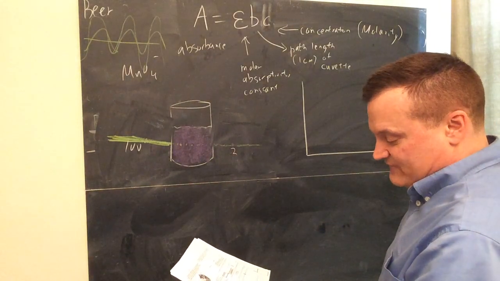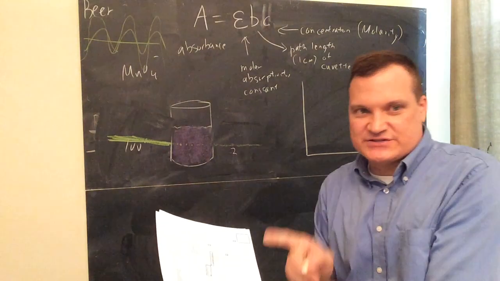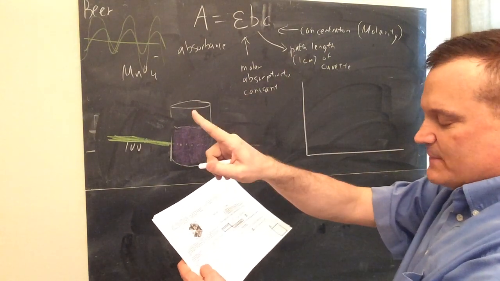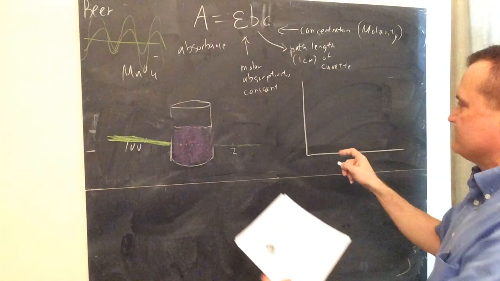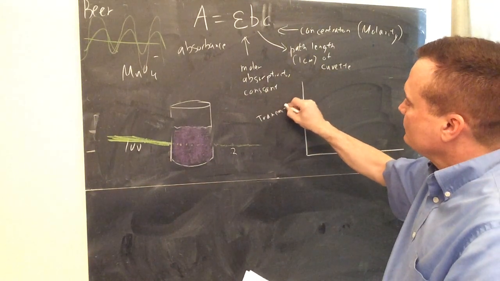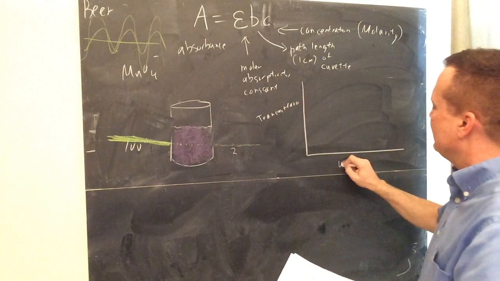If I were to graph, I'm going to do the right one first. It says transmittance versus wavelength. There are two graphs I want you to think of. On the left, absorbance versus wavelength, and on the right, transmittance versus wavelength. So here I'll put transmittance, and here I'm going to put wavelength.